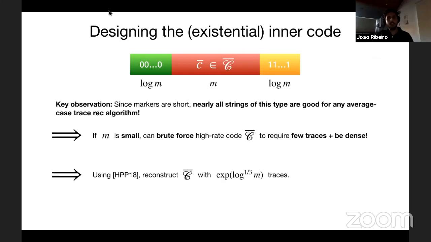And if you instantiate this with the best result for average case reconstruction, you can brute force a code C bar that can be reconstructed from just exponential of cubic root log m traces.